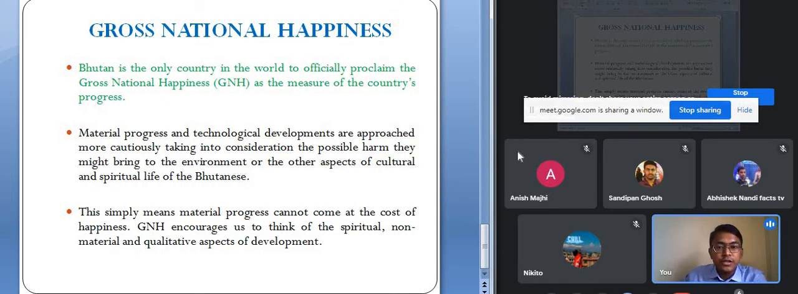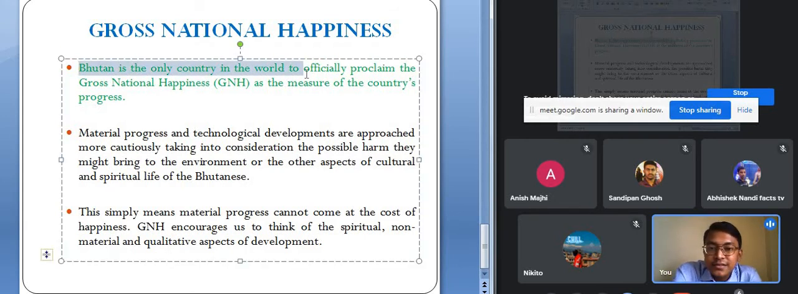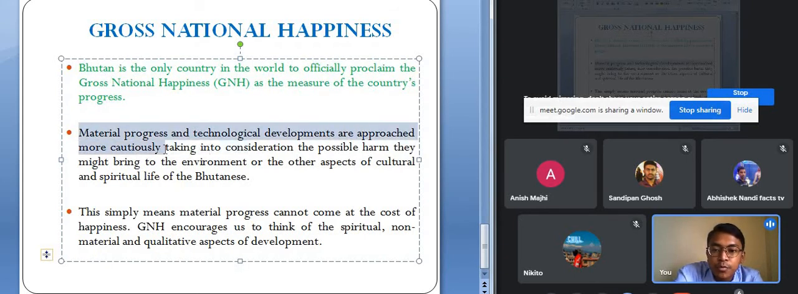So you may get a short question: which country has officially proclaimed gross national happiness as the measure of the country's progress? Bhutan is the country. Bhutan is the only country in the world to officially proclaim gross national happiness as the measure of the country's progress. Material progress and technological developments are approached more cautiously, taking into consideration the possible harm they might bring to the environment or to the cultural and spiritual life of the Bhutanese.